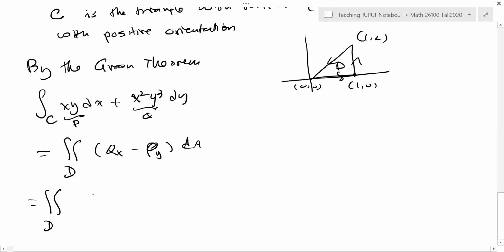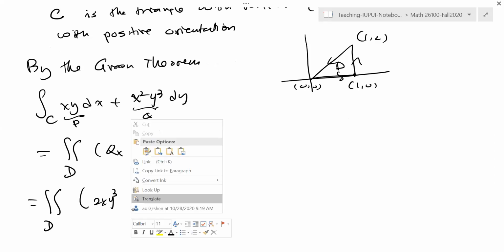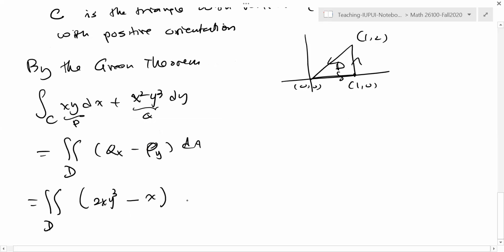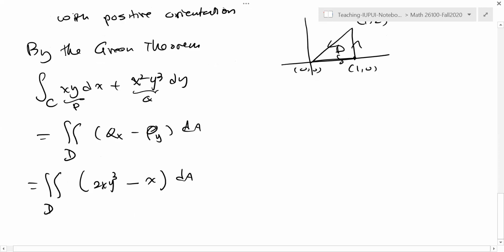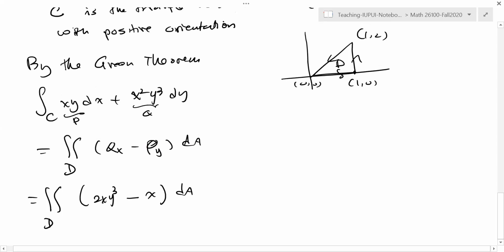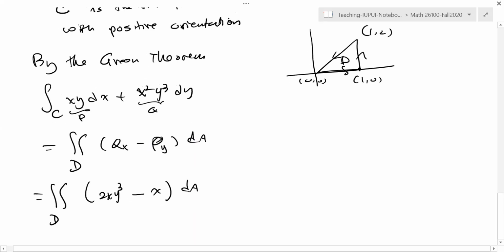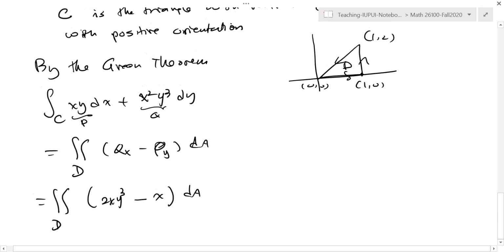Q, partial derivative. So it's going to be 2xy cubed, right? The minus x. Yeah, because the partial derivative of P with respect to y is x. So dA. Now you get a double integral. Well, that double integral is easy to evaluate. Some of you may still have trouble setting up an iterative integral for a double integral, so watch out.